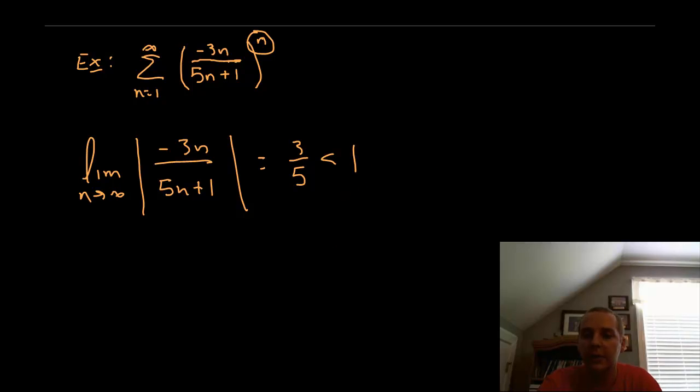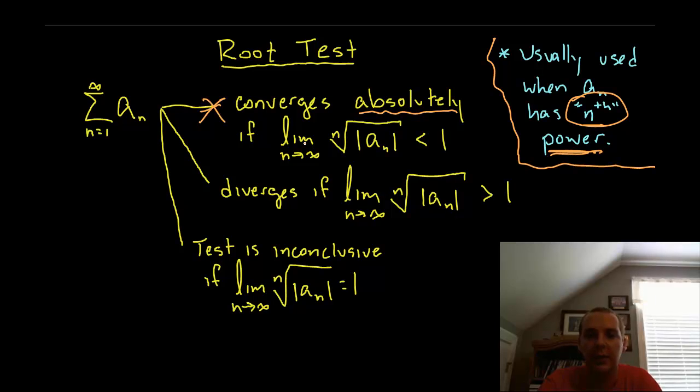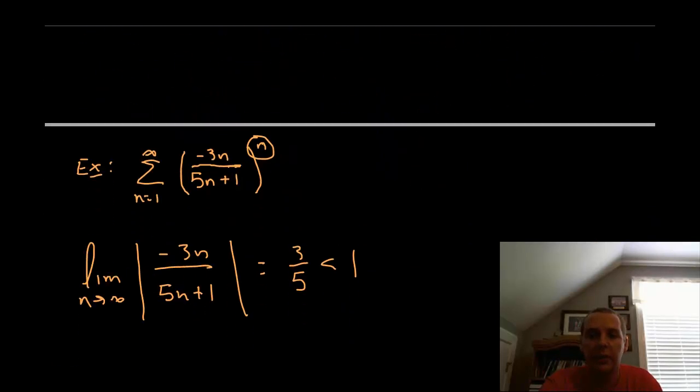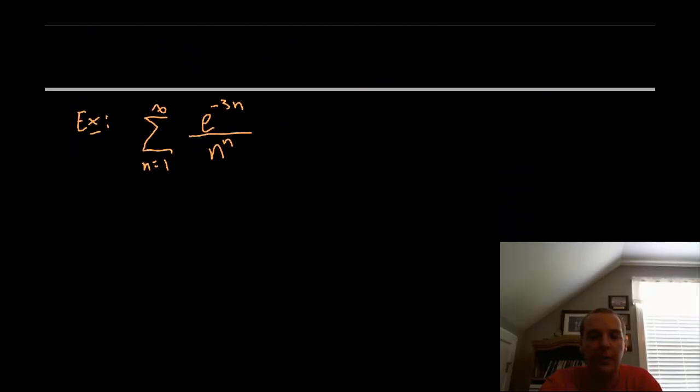That's a good thing, because if that limit is less than 1, you basically got this case here. I took the nth root and then of the nth power, and that limit was less than 1. So this series right here converges absolutely by the root test. So that's how it's used, and it's a pretty dead giveaway based off of that nth power there. Let's look at one more.